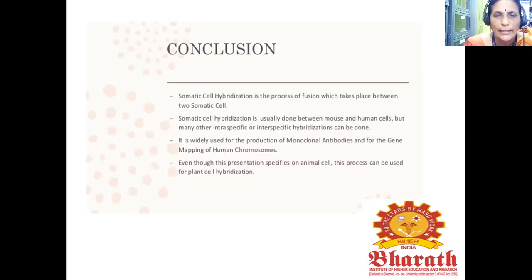Somatic cell hybridization is usually done between mouse and human cells, but many other intraspecific or interspecific hybridization can be done. It is widely used for the production of monoclonal antibodies and for the gene mapping of human chromosomes. Even though this presentation specifies on animal cells, this process can be used for plant cell hybridization.